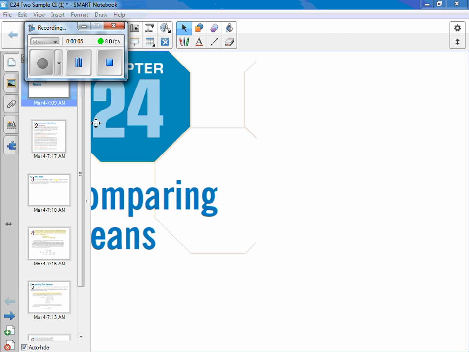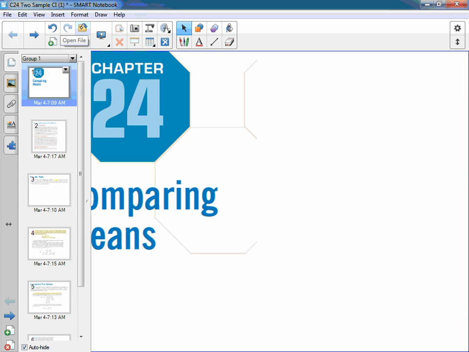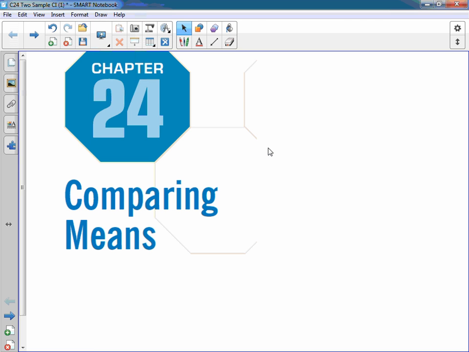Okay, so we're starting chapter 24 today, and chapter 24 is all about comparing means. At this point, these last few chapters won't take us that long because we've already done confidence intervals and hypothesis tests a handful of times with proportions and with one mean, so we should be getting the gist of what's happening.